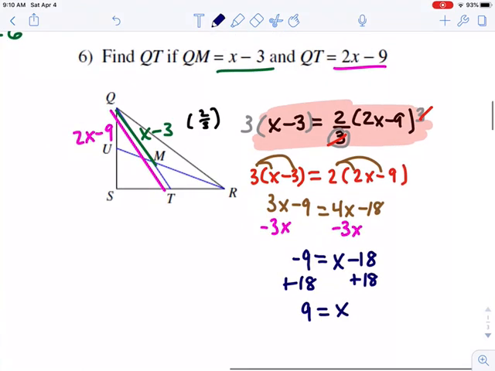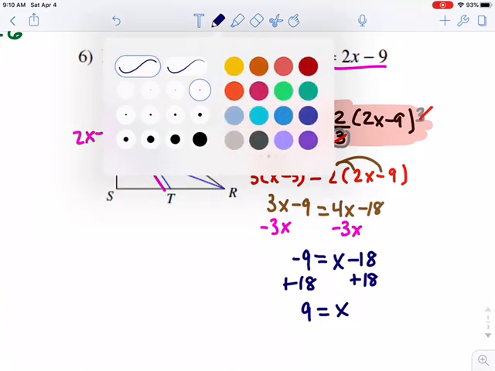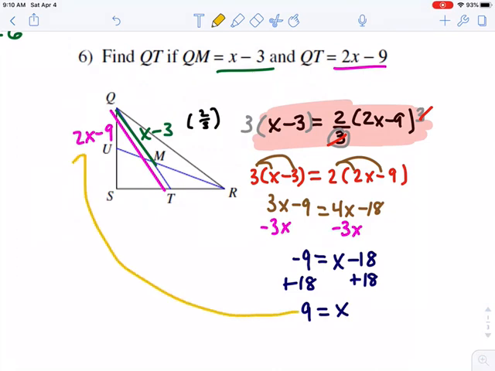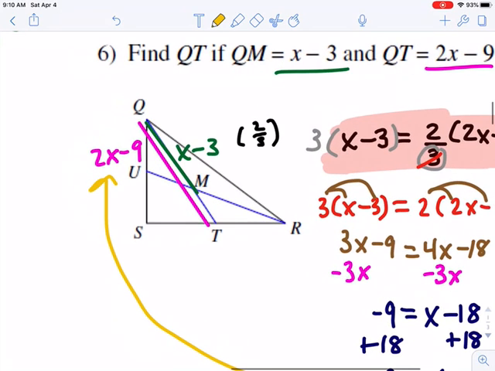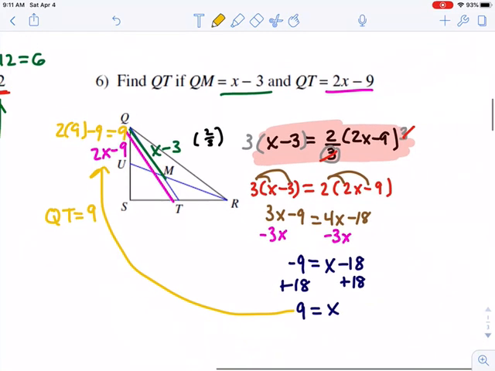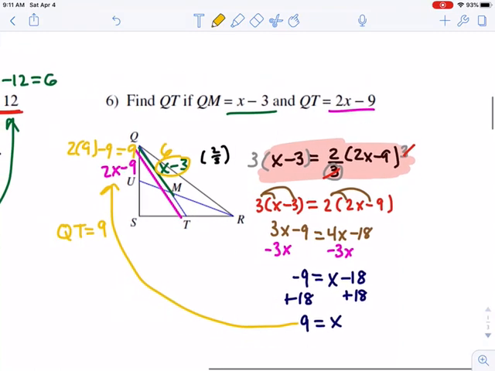All right, and then it told me to find QT, so that's exactly what I'll do. Plug it in there. You get 2 times 9 minus 9. And that actually just equals 9. So QT, the whole length, is 9. And just a little fun fact, some follow-up stuff. I can plug in 9 for x here, and I would get 6. Remember, the other part would be half, so I know that's 3 and it all works out. 6 plus 3 equals 9.